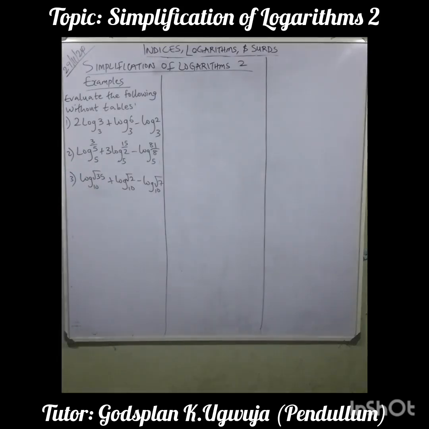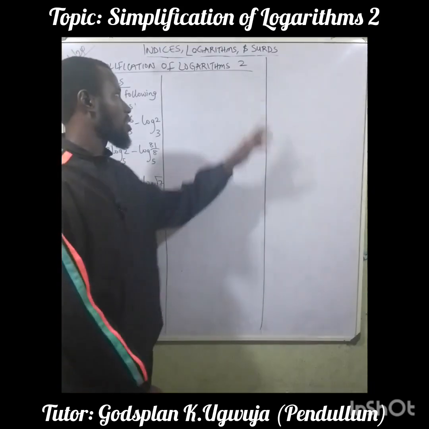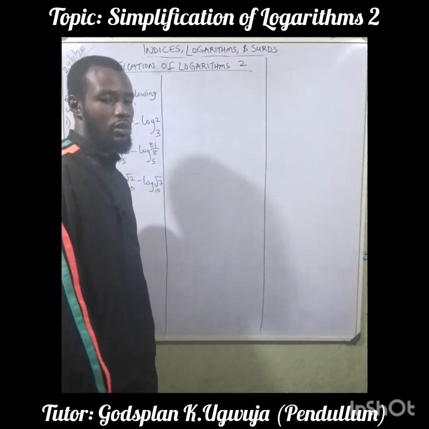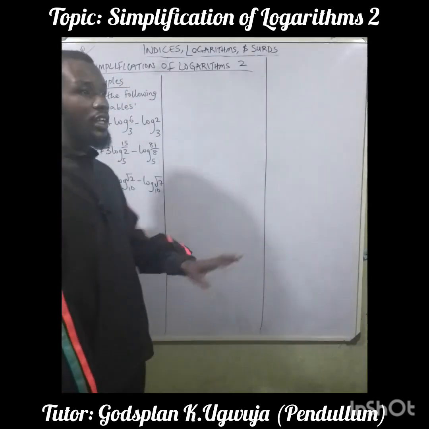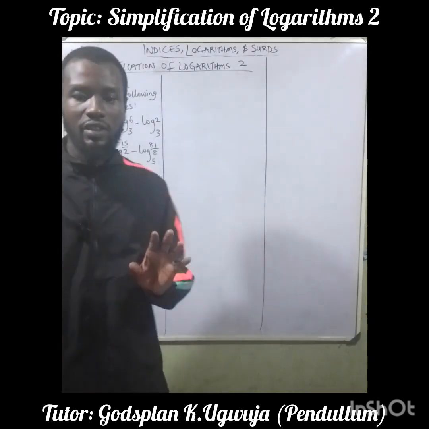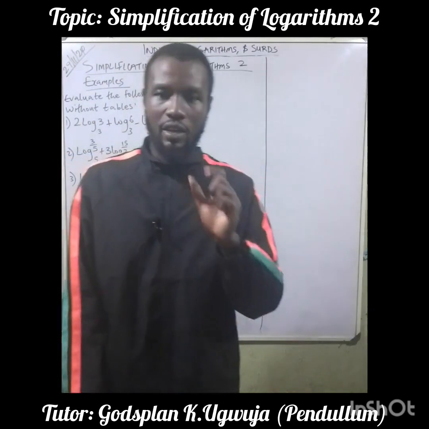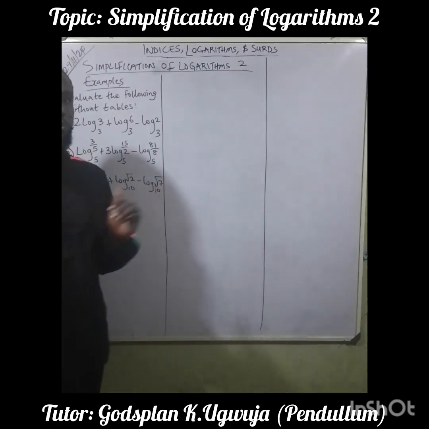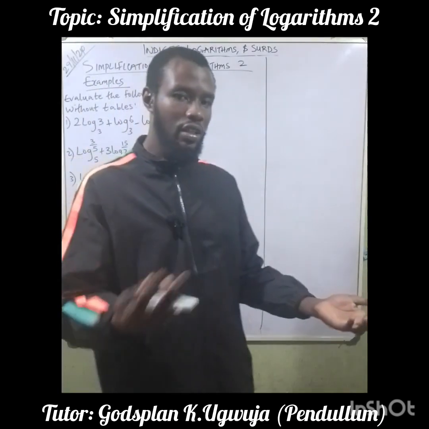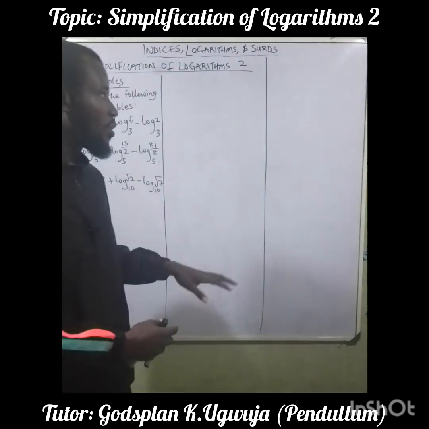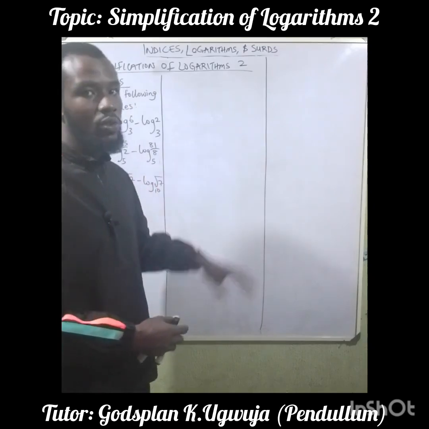Now I told you something in the last video. If you've not watched part 1, it will help you if you watch it so that you can understand what we are doing here. I told you that for any operation you're doing on logarithms, there are basically two things you need to remember. Number one, the relationship between indices and logarithms, how to convert from log to indices. It will help you, especially when you have a single index.